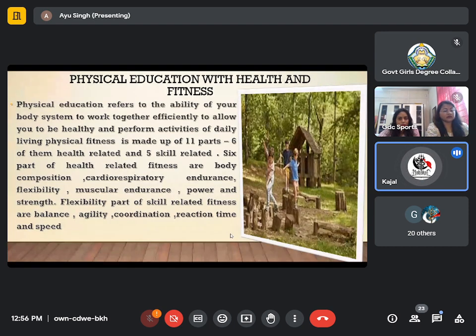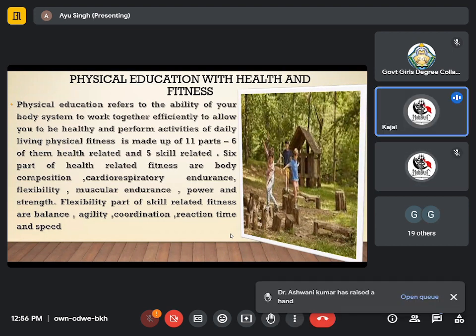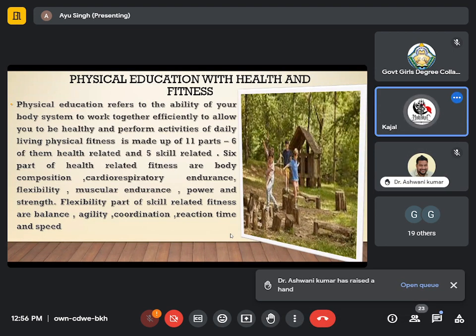Physical education with health and fitness. Physical fitness refers to the ability of your body systems to work together efficiently to allow you to be healthy and perform activities of daily living.